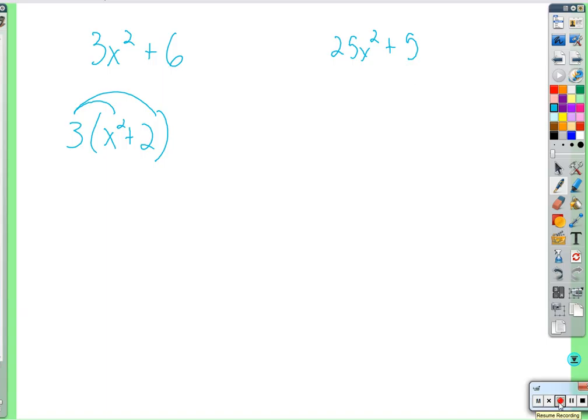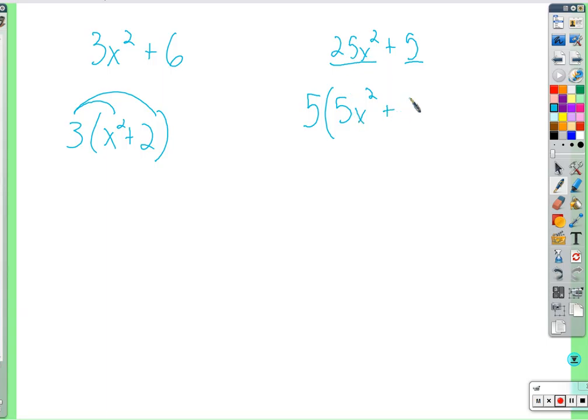Typically I find that when I say we're undistributing, that helps people out. If you want to think of it a different way, all we're doing is looking for what factor those two terms have in common. 5 times 5 is 25, and 5 times 1 is 5. So they have a common factor of 5. That is the factor we take out of both of them, which means this needs to be a 5x squared, so that 5 times 5x squared is 25x squared.